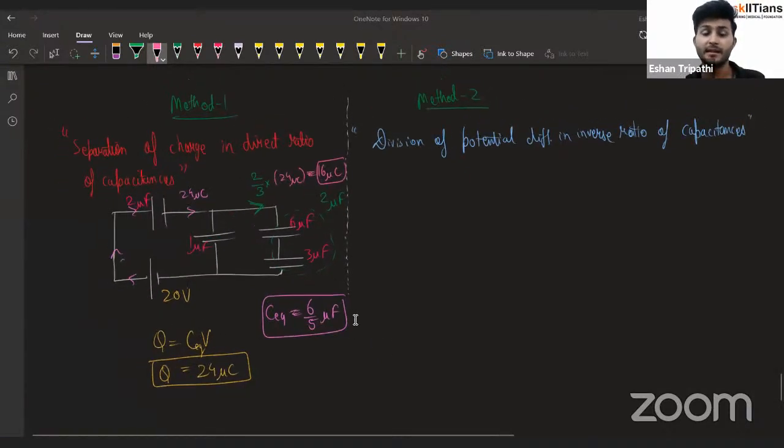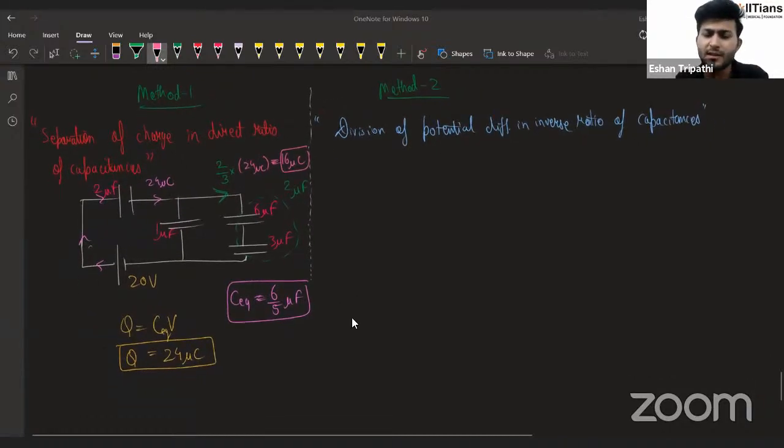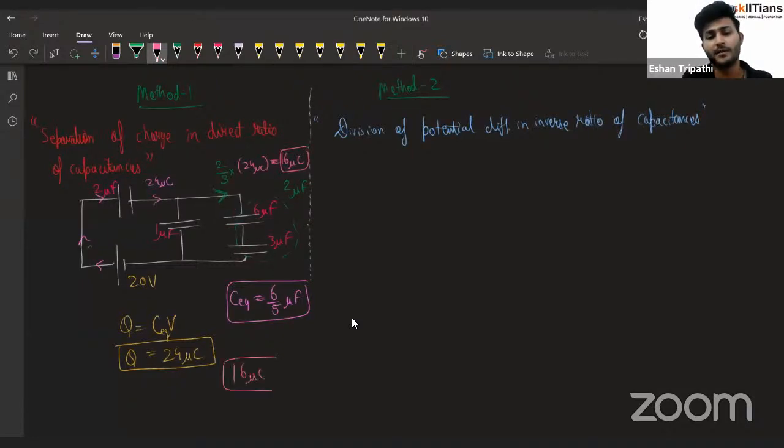Yeah, guys. So it makes it 16. So yes, whatever charge is going in this branch, same will be there on the first capacitor also, and same will be there on the second capacitor also. In series, charge is same. So the answer is 16 microcoulomb.